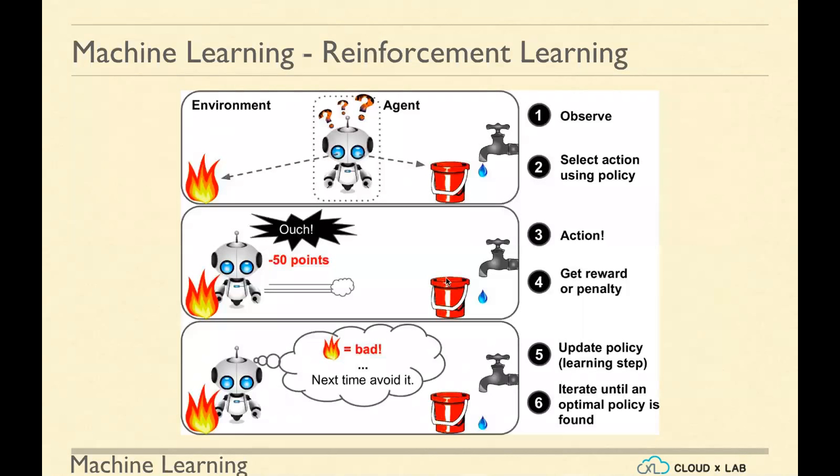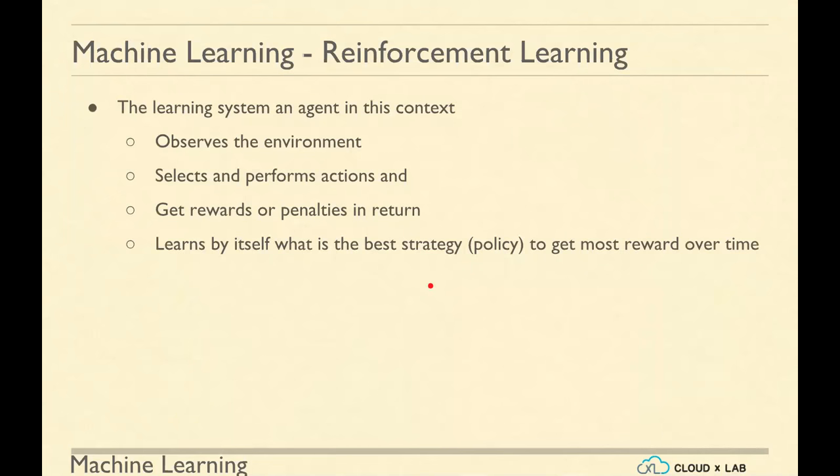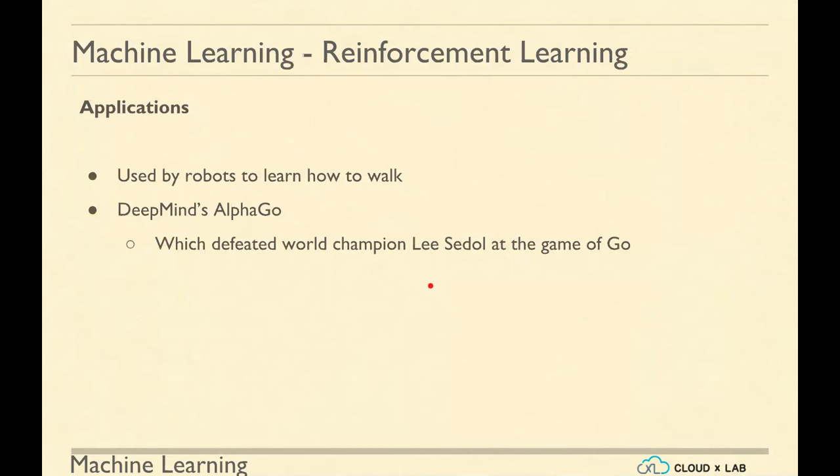Good question. So moving ahead. So this is called reinforcement learning. The reinforcement learning has many, many applications. It is used by robots to learn how to walk.